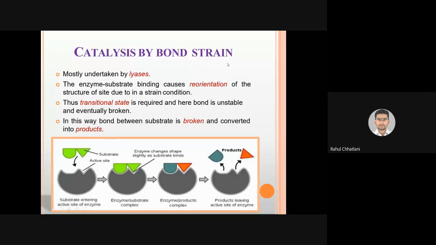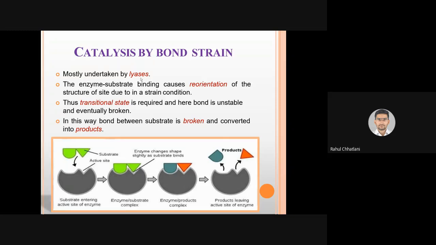And by bond strain, as the name suggests, it will be bond strain. Strain means pressure. What happens when pressure is applied? It will break the bond. So you can see this is the substrate. It will come here because the enzyme is able to break the bond. It will break the bond and two new products will be formed. So mostly by lyase. Lyase means breakdown. Whenever you want to break something down, bond strain is used. The enzyme will act as a bond strain.